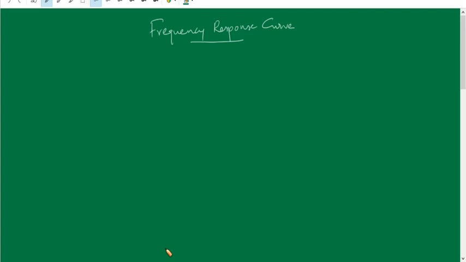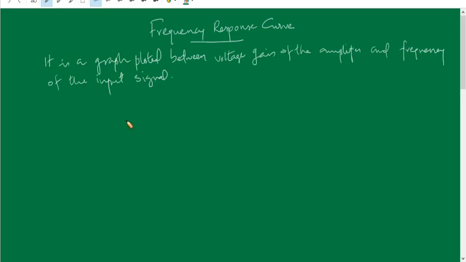Hello, today let us talk about the frequency response curve of an amplifier. The frequency response curve is a graph plotted between the voltage gain of the amplifier and the frequency of the input signal to the amplifier. Now, a good amplifier should give constant voltage gain for all the frequencies at which it is to be used.